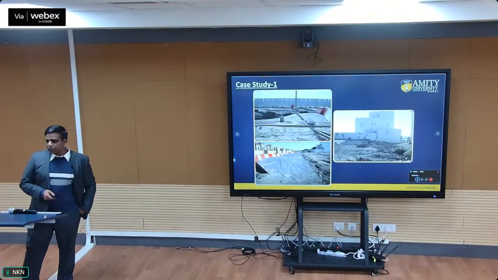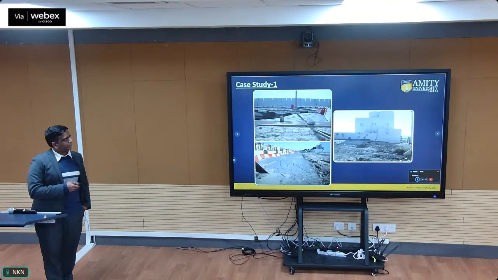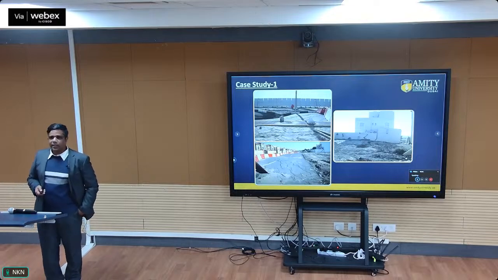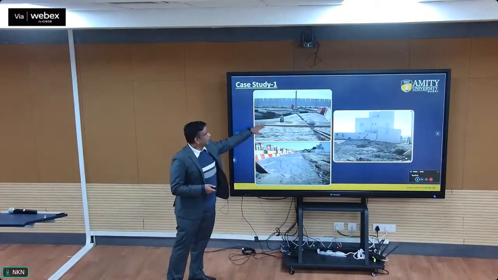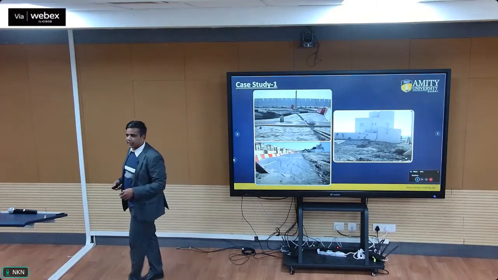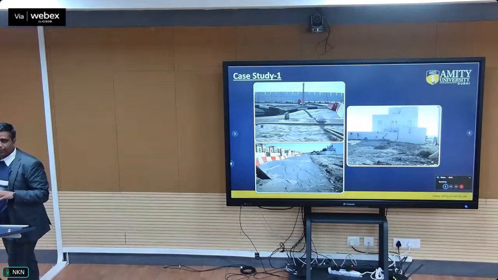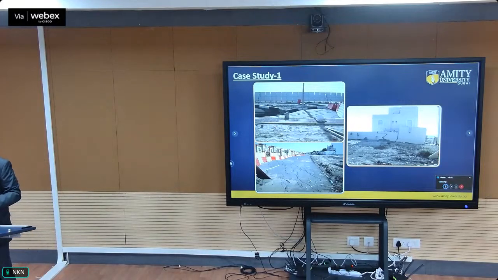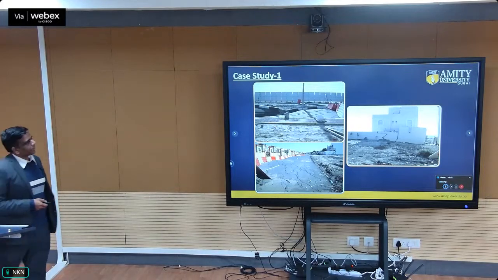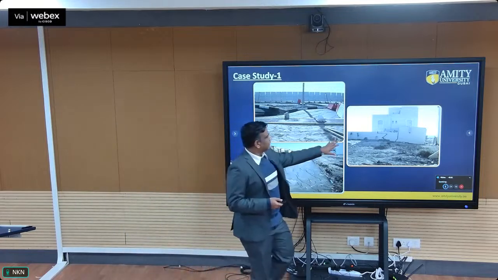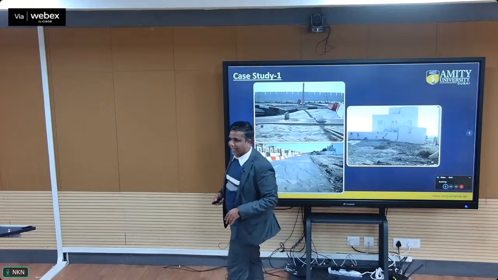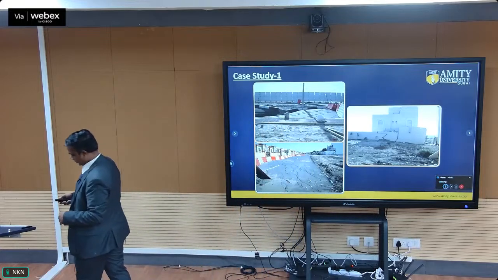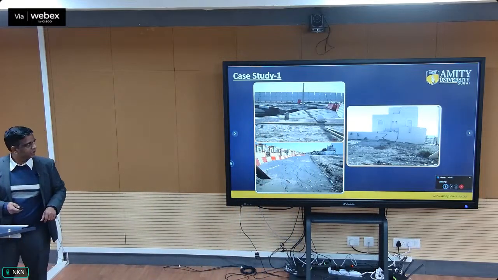When we talk about case study one, you can see there are many places in one of the projects in UAE where the ground has subsided and the roads have been damaged very badly. Also you can see in the picture here, the building was perfect, but the boundary walls were damaged. These are some of the issues that were raised in one of the infrastructure projects.